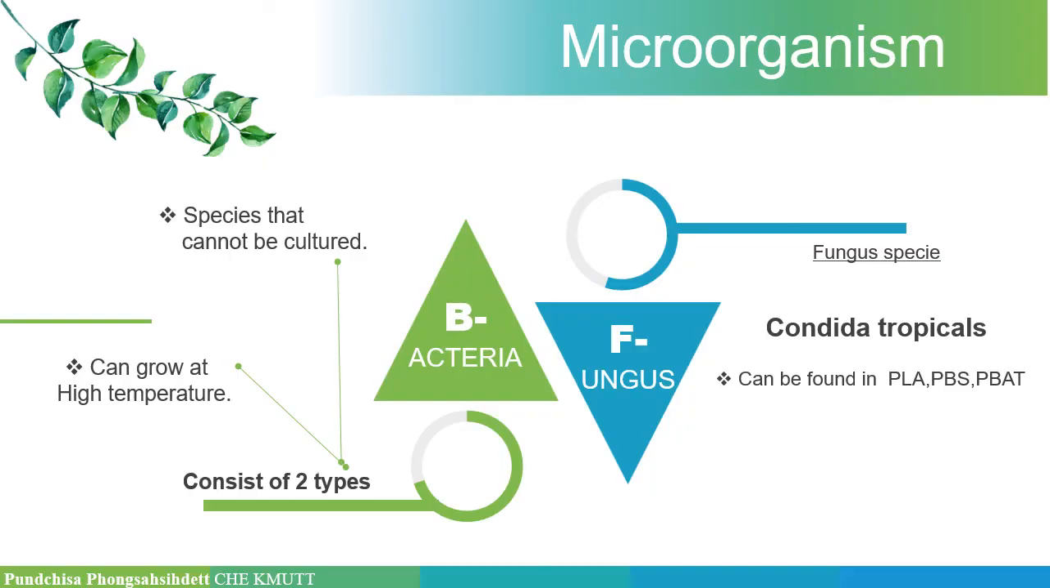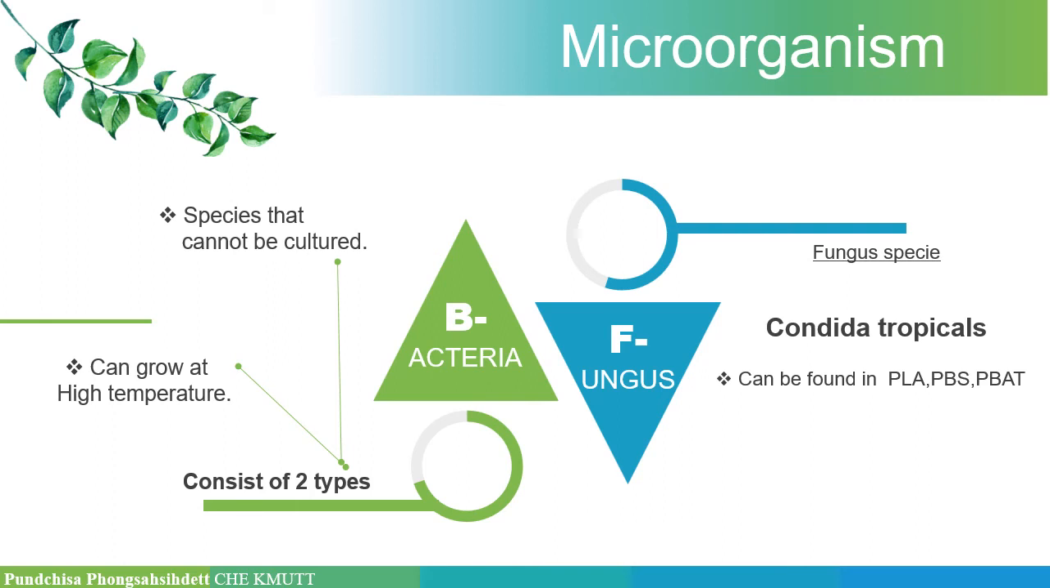Another important thing in biodegradation is microorganisms. A microorganism in biodegradation is a living thing that can decompose bioplastics. In this presentation, there are three types of bioplastics, which are PLA, PBS, and PBAT. Therefore, bacteria and fungus can decompose all of these bioplastics. There are two types of species, bacteria and fungus, that are involved in bioplastic degradation.